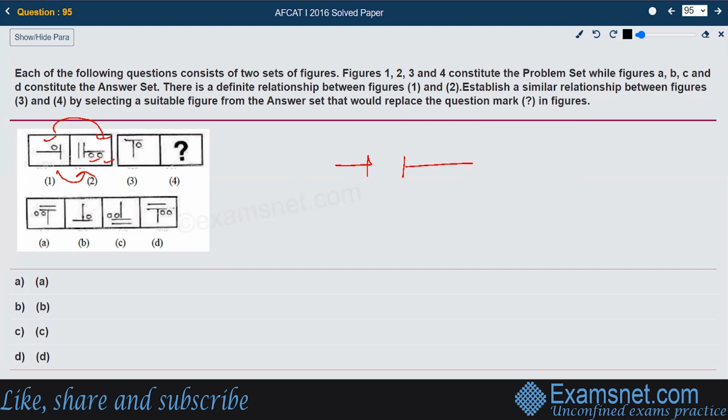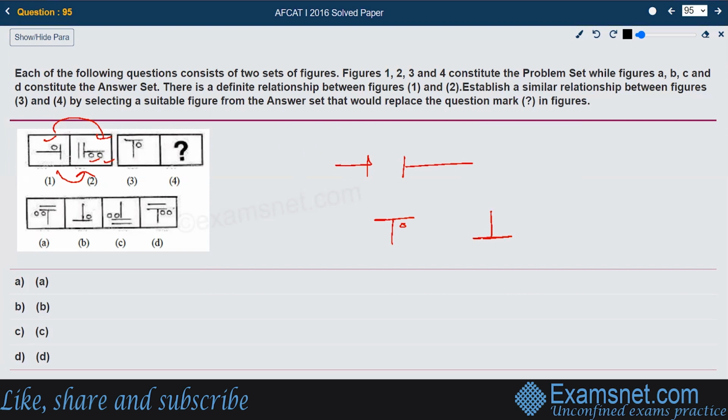So that's what we should do also with 3 to 4. And what else? Where there was a single line, they have marked a double line. So that's what we should do with our figure 3 also. This is what our figure 3 looks like. First we should take the image of it. If we take the image of it, then what should it become? It should be facing like this.